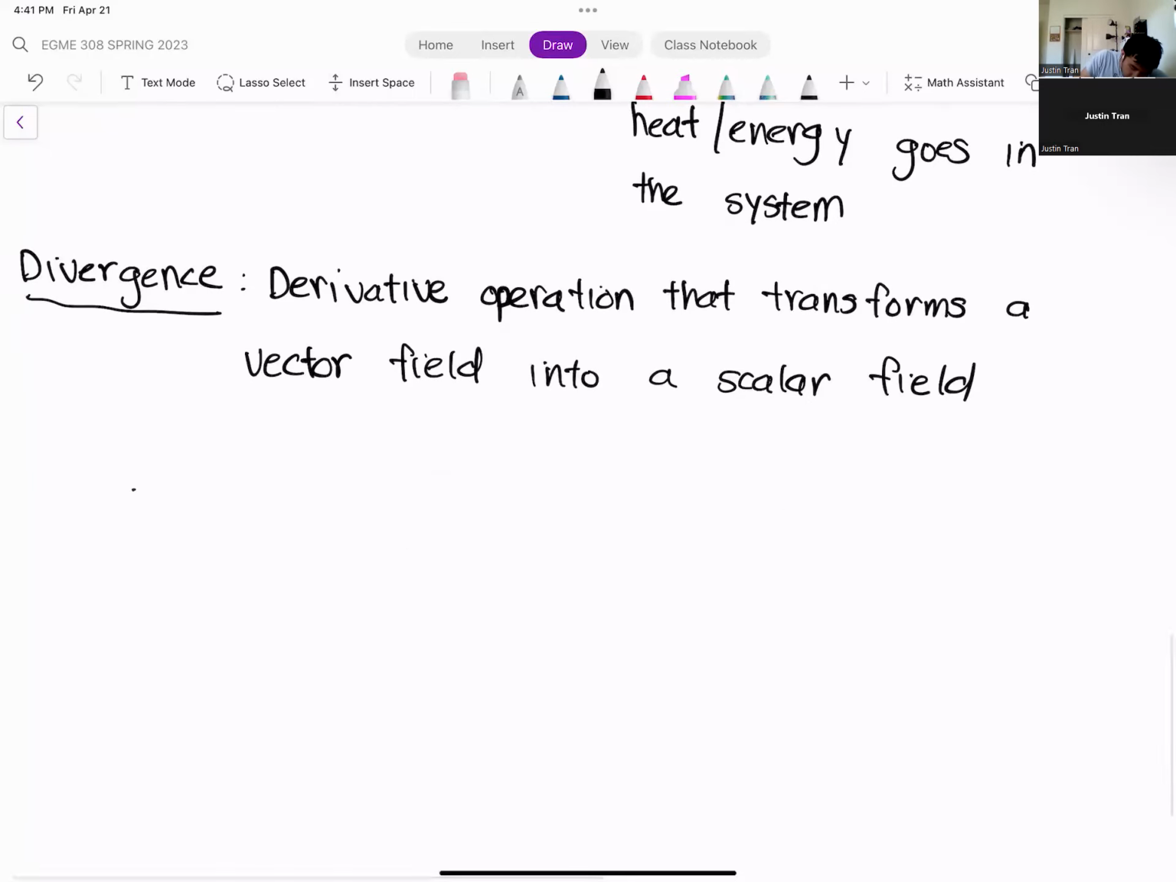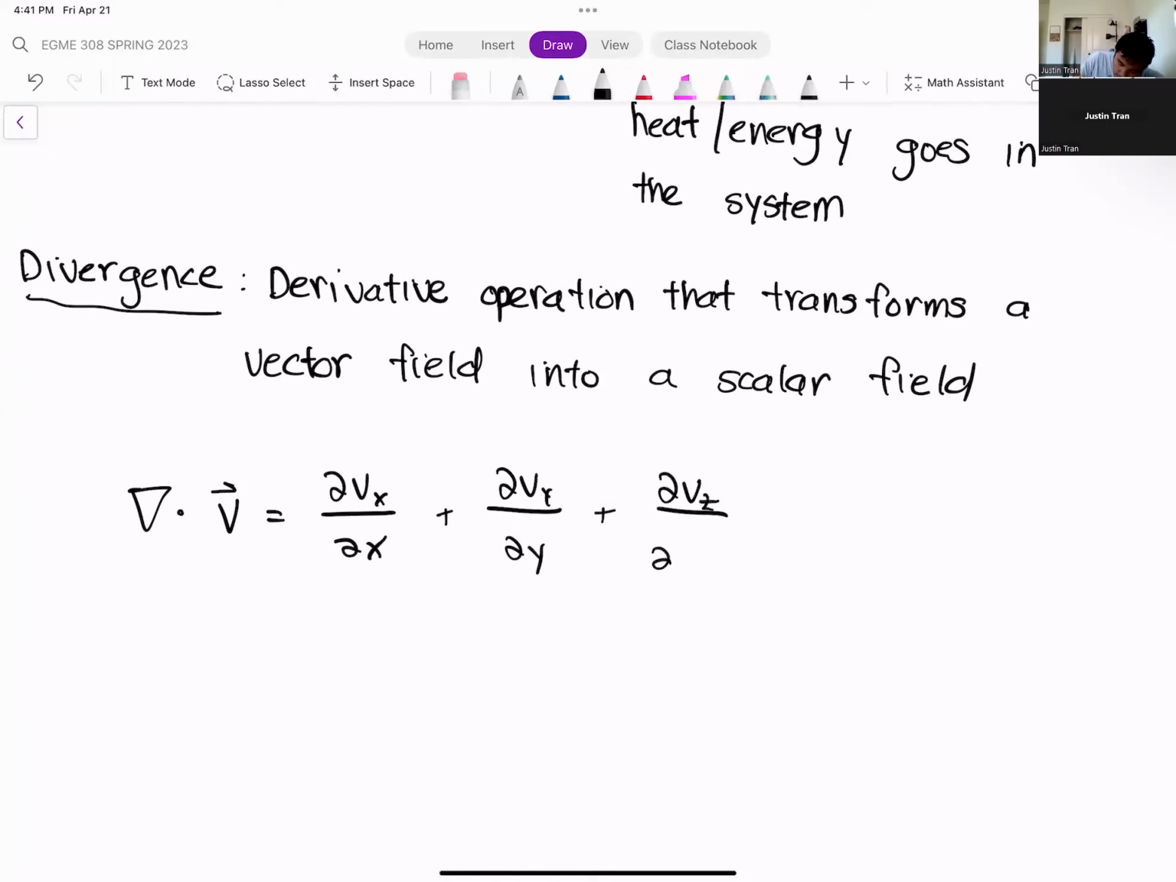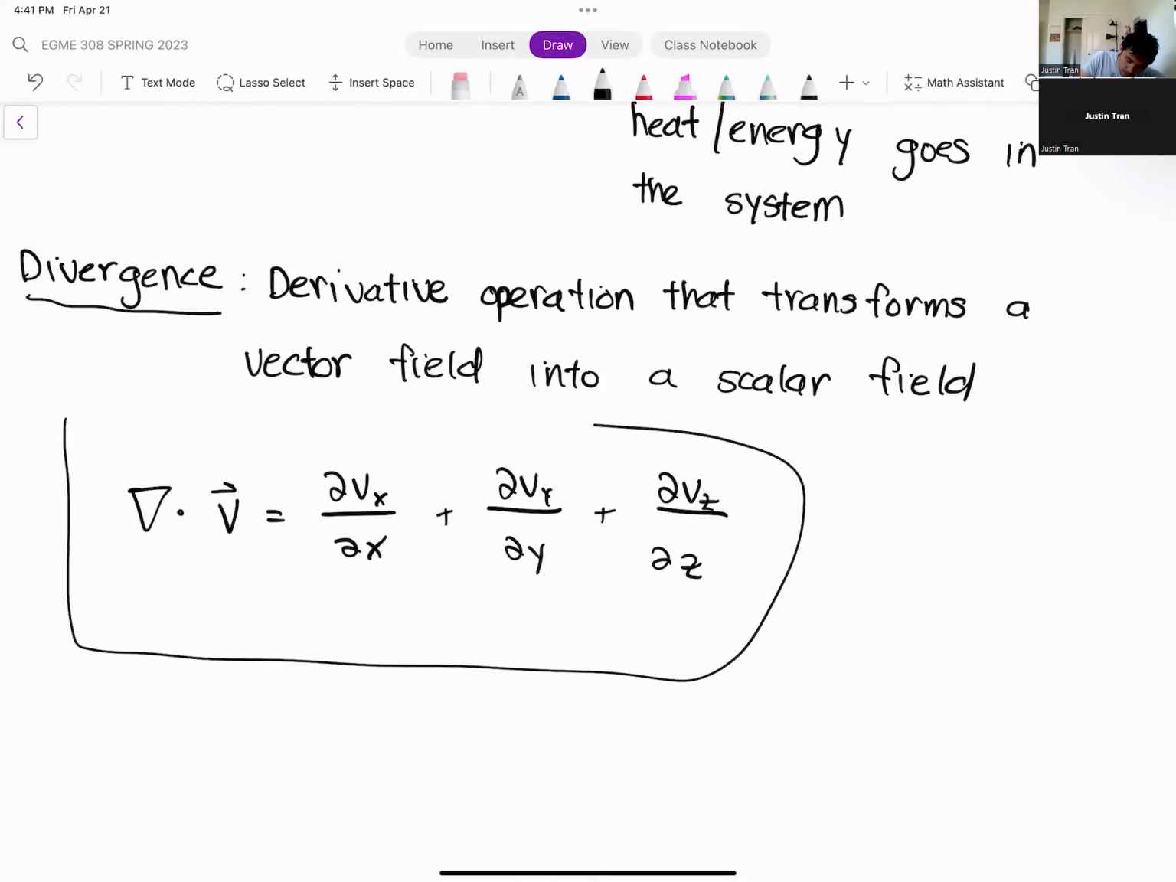And it looks something like this. We have the divergence of some vector v is equal to partial vx, partial x, plus partial vy, partial y, plus partial vz, partial z. Okay. Where v, remember, is a vector field. So v has three components, vx, vy, and vz. Okay. So what the divergence here represents is how much the vector field is spreading out or converging at a given point. Okay.